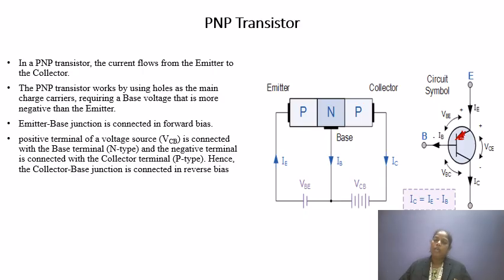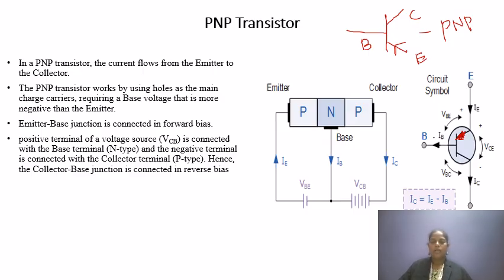So this is the base, and from the base we have one more line. One line is the emitter, another line is the collector. We should not combine them together; there should be some gap between them. So in this case, this is the emitter and this is the collector, right? The arrow pointing inward is nothing but PNP. In the PNP transistor, the current flows from emitter to collector. Always the current flows from the emitter to the collector.